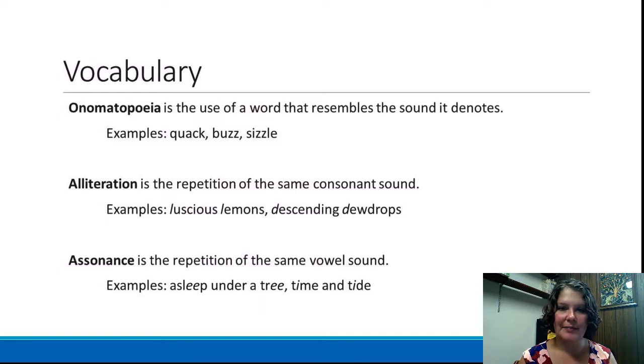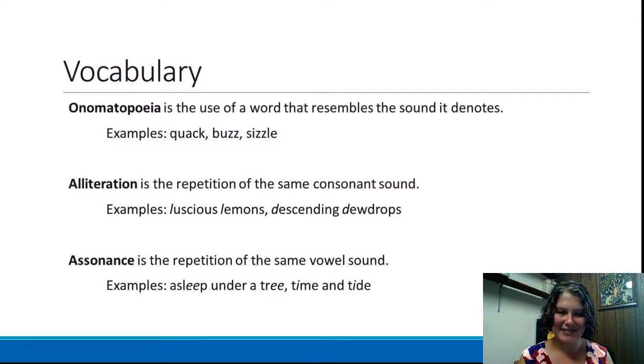The first term, onomatopoeia, is the use of a word that resembles the sound that it denotes. Some of the examples that I give you here are quack, which sounds like the noise that a duck makes; the word buzz, which sort of sounds like buzzing; and the word sizzle, which with those Z's sort of sounds like a sizzle. So these are all words that the way they're pronounced and the sounds that they make when we say them imitates or resembles the sound that it's denoting in the word.